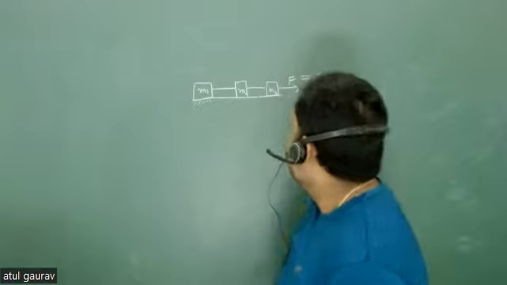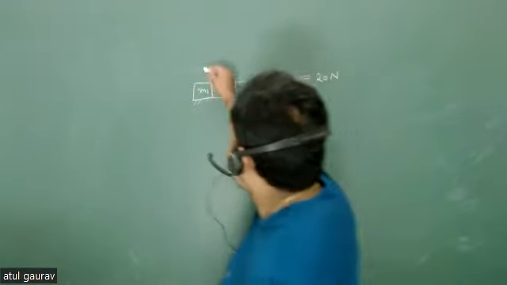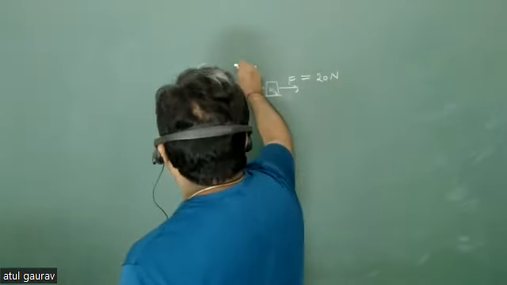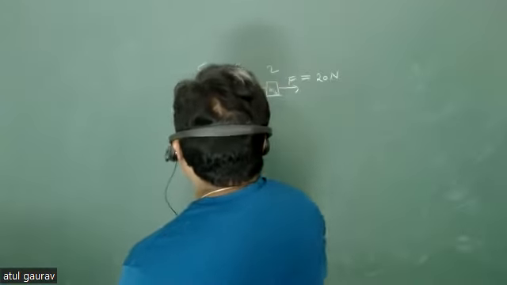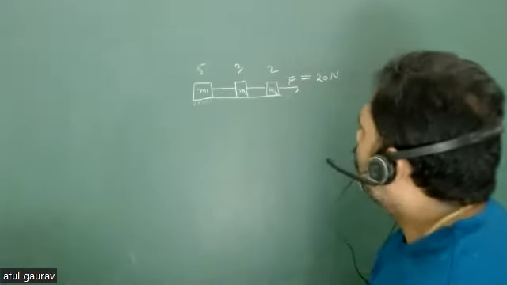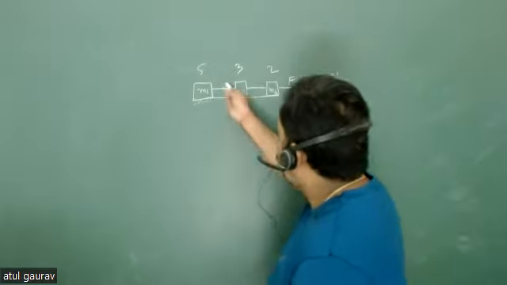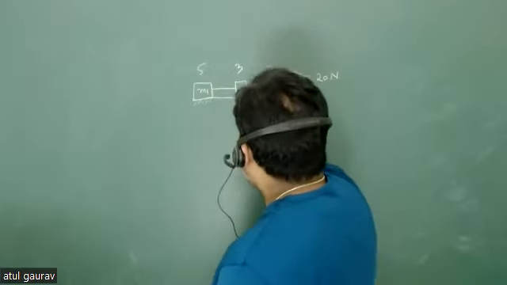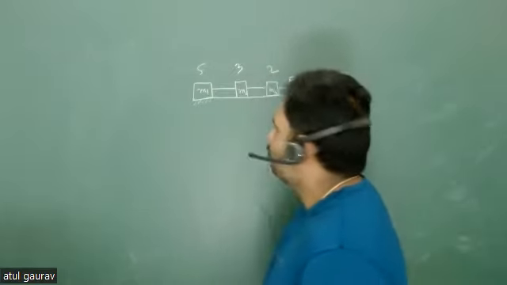Okay, so now what we have to do, what were the masses? This was 5, what was this? 3 and 2, right? Yes. So now what we have to do, we have to calculate the tension in this string.